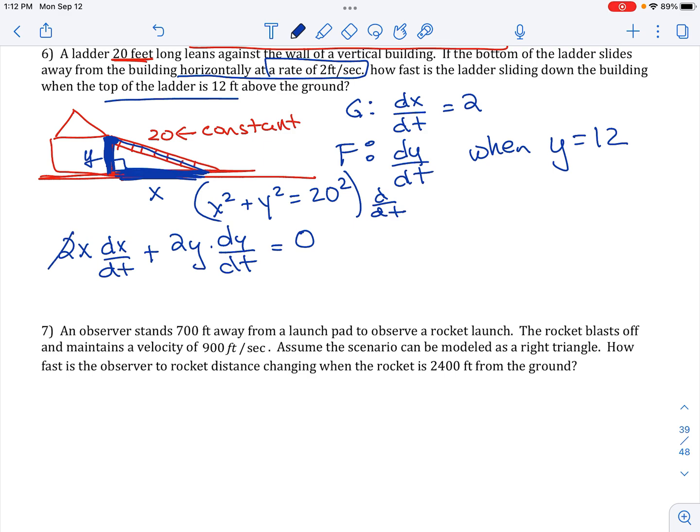If you want, you can divide out the 2's right away, so you're left with this. At this point, it's up to you. You can plug in the numbers right away or solve for dy/dt. I'm going to go ahead and plug in the values.